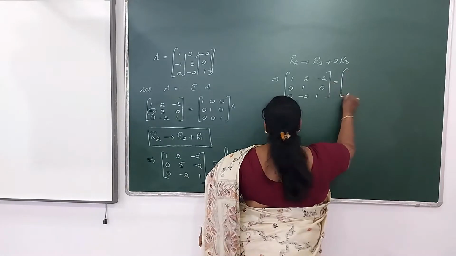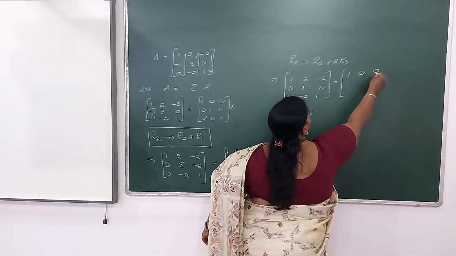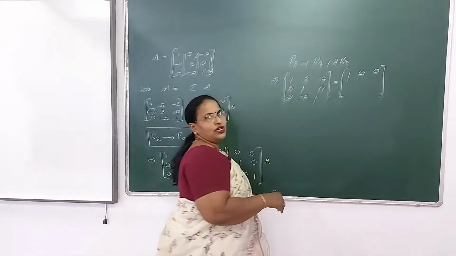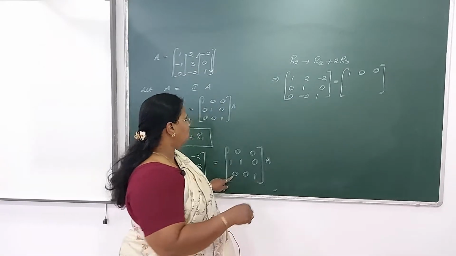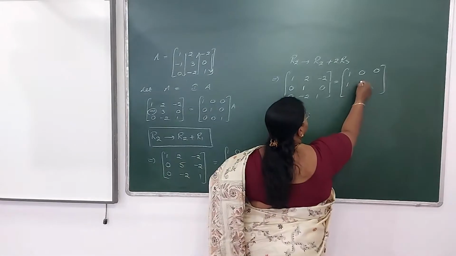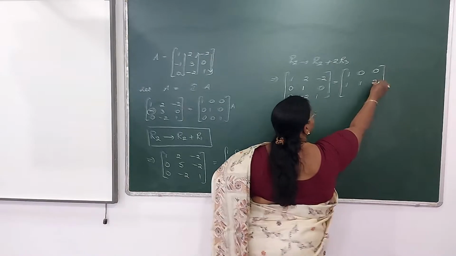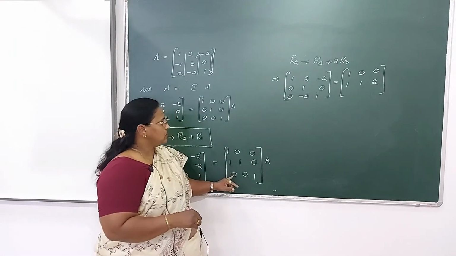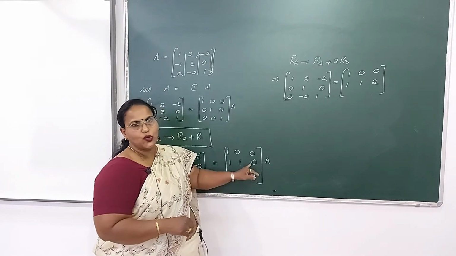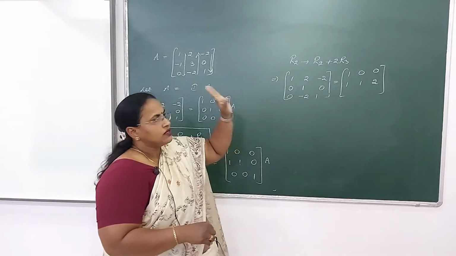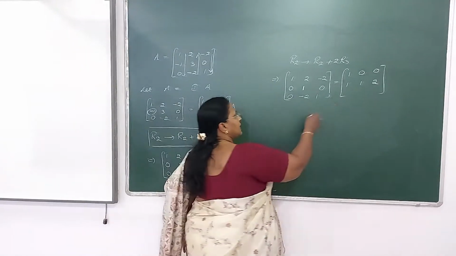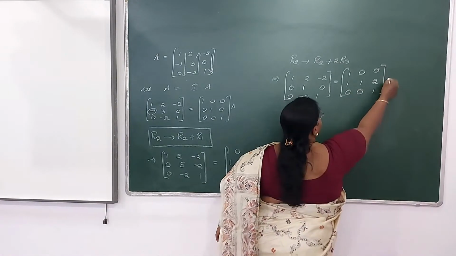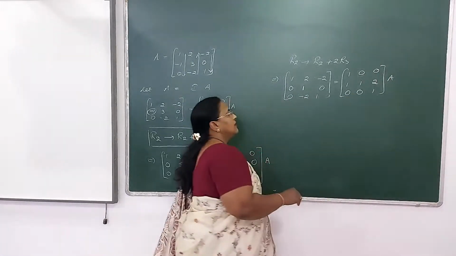So this is 1 0 0. R2 plus 2 times R3. So it's 1 plus 2 times 0. Here it is 1. This is again 1 and this will be plus 2. Just check it. 1 plus 2 times 0, 1 plus 2 times 0, 0 plus 2 times 1. Okay. Now the third row will remain as it is. It's 0 0 1 into A.